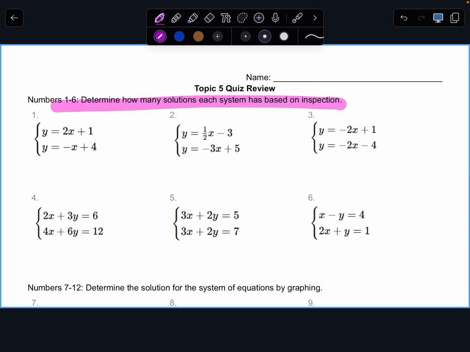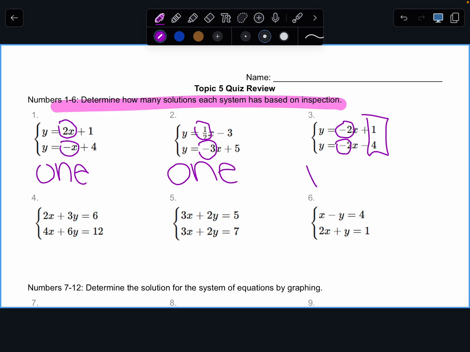Looking at this first one, if it has a slope of 2 and a slope of -1, that is going to be one solution because they are different. This one, 1/2 and -3, again, they're different slopes, so one solution. These ones have the same slope, but different y-intercepts, so this will be no solutions. And then these bottom three you're going to have to solve.